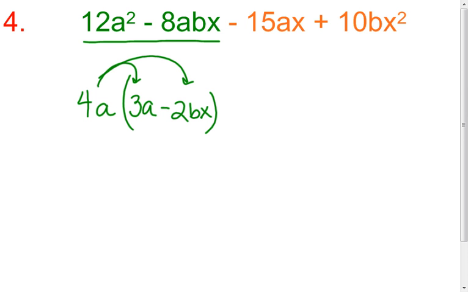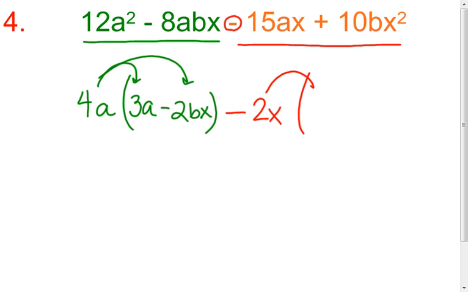Okay, next term. Be careful here. Next term, I don't really like this to be negative right here, so I'm going to factor that negative out. Okay, 15 and 10 are both divisible by 5, and then each term has at least an x in it. So I am actually going to factor out negative 5x, and we're going to see what happens here.